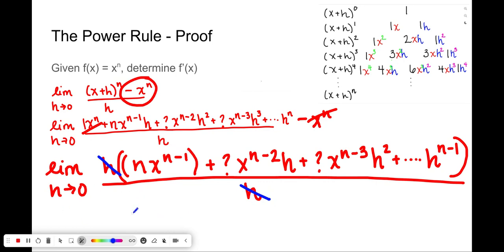So when I actually go to take the limit, this first term will be n x to the n minus 1. This second term will be 0, because anything times 0, we don't know what it was, this coefficient, but we're multiplying it by 0. This next one will be multiplied by 0. So will every other term for the rest of this numerator, which means that in the end, the answer to this entire limit is just n times x to the n minus 1.